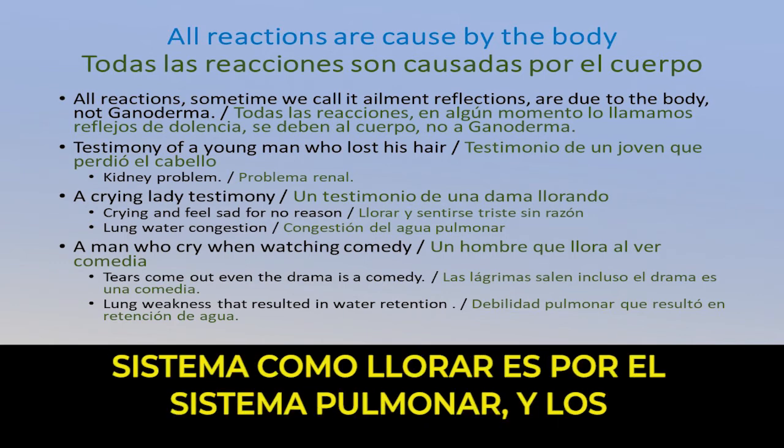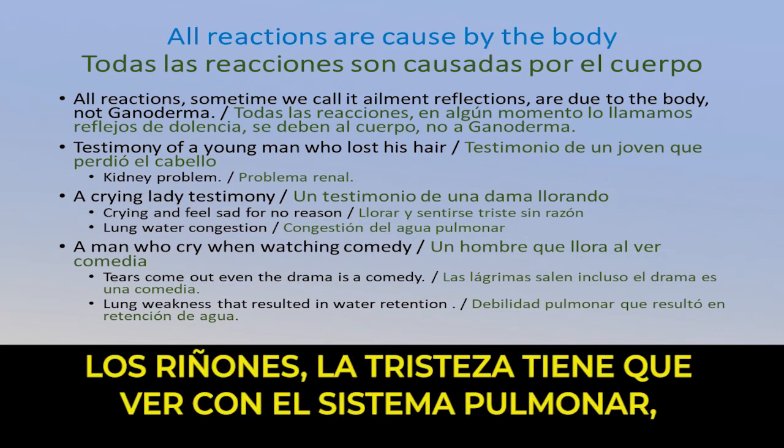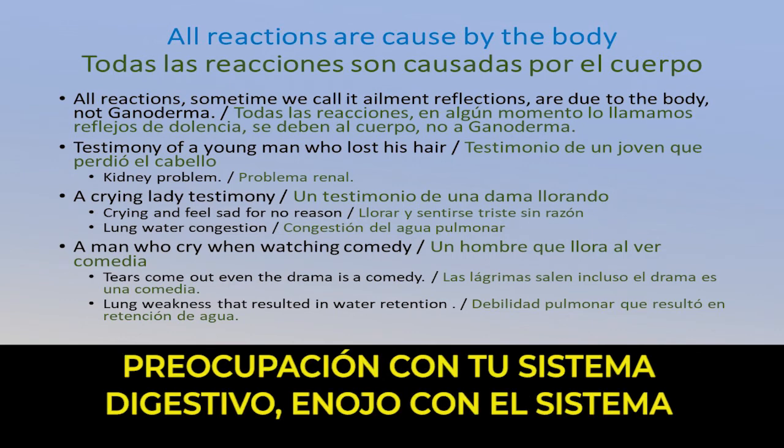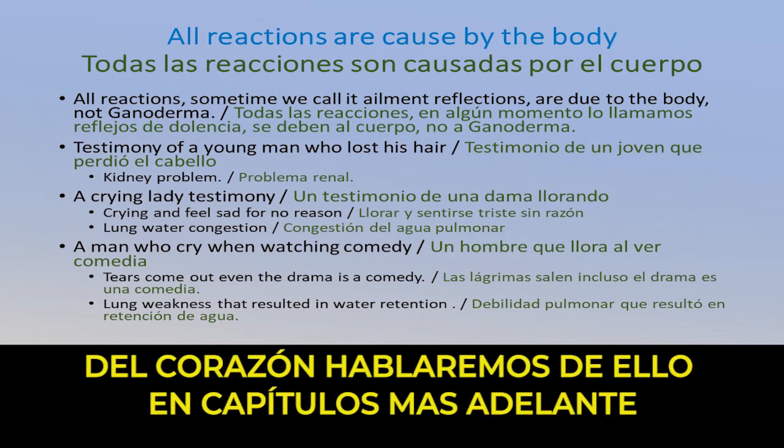Like you see now, the crying is due to the lung system. Then there are the emotional problems: fear has something to do with the kidney system, sadness with the lung system, worry with the stomach system, anger with your liver system. And if you feel happy for no reason, do not be too happy. That is a heart problem. We are going to cover that in a later chapter.